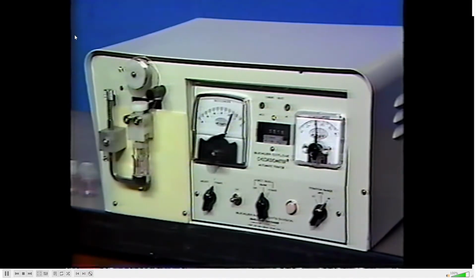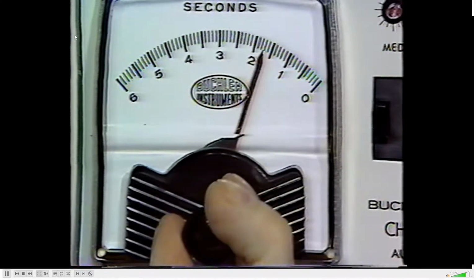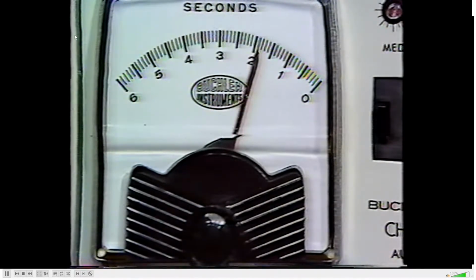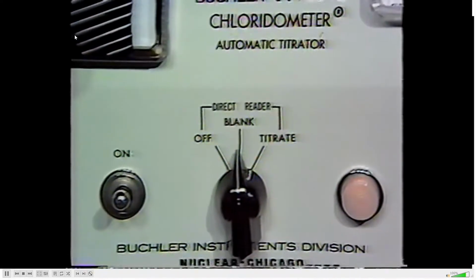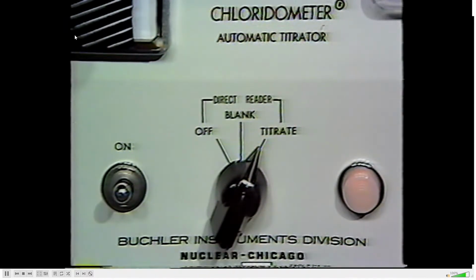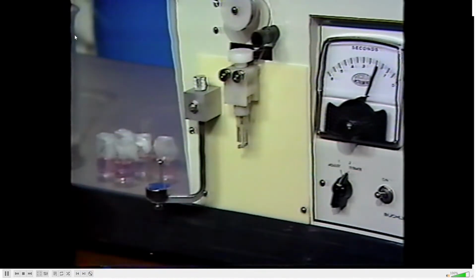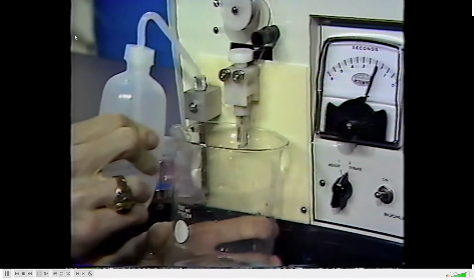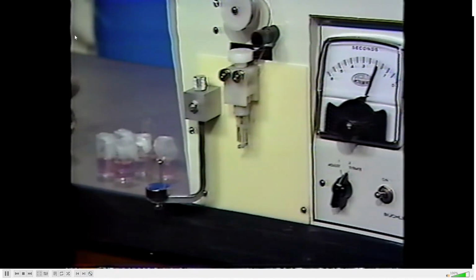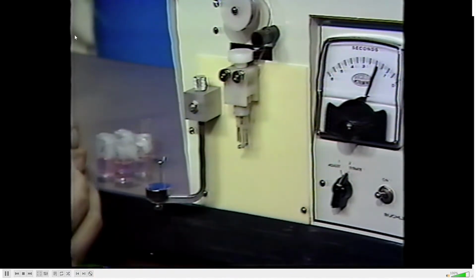Set the average of the blanking times on the blank timer by turning the knob of the timer until the black indicator needle reads the calculated blanking time. The instrument is now blanked. To standardize the instrument, turn the direct reader switch to titrate. Rinse the electrodes with deionized water. Place a vial containing the standard in the vial holder and raise until the electrodes are immersed.